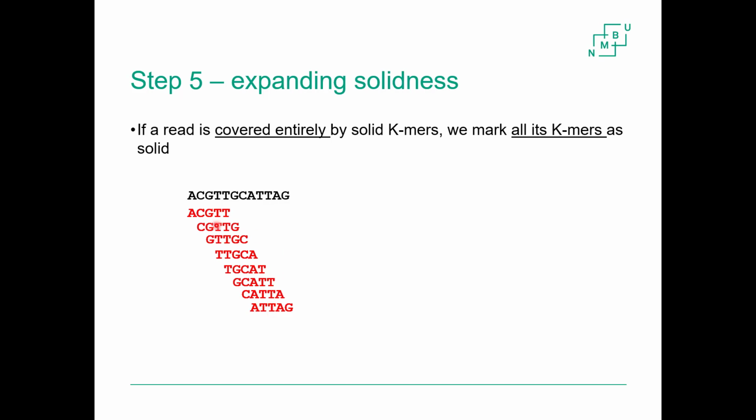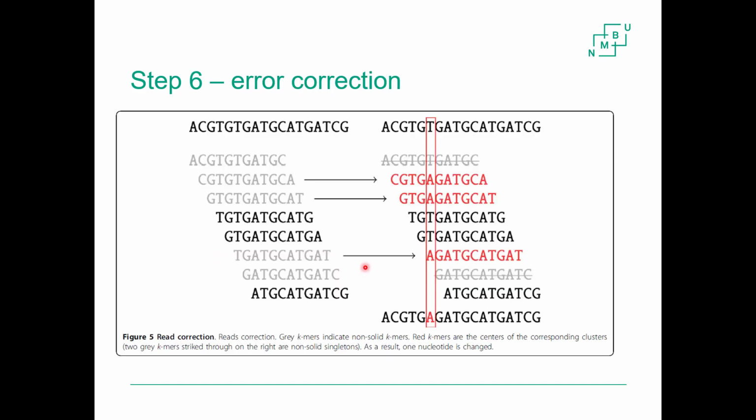So even if only the original cluster consensus sequences are solid, because solid K-mers occur on the same read, we say also that the others are solid if everything has been overlapped here. This means we have a large set of solid K-mers in the end, and this is the last figure.